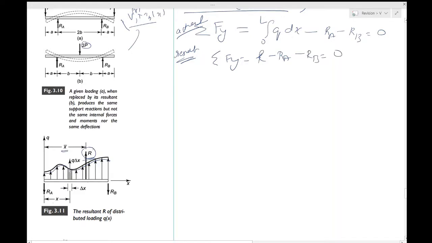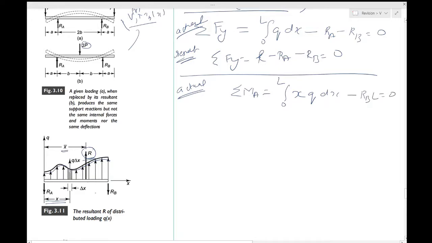Similarly, for the actual, you will have Ma equal to the integral from 0 to L, and then you have X as your lever arm, and the force will be Q dx, when delta X tends to 0, so you write it as Q dx, minus RB into L equal to 0. RA will not appear because you are taking the moment about this point, and RB will have a lever arm of L.